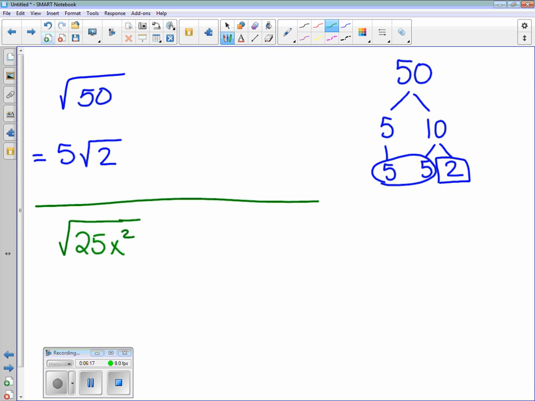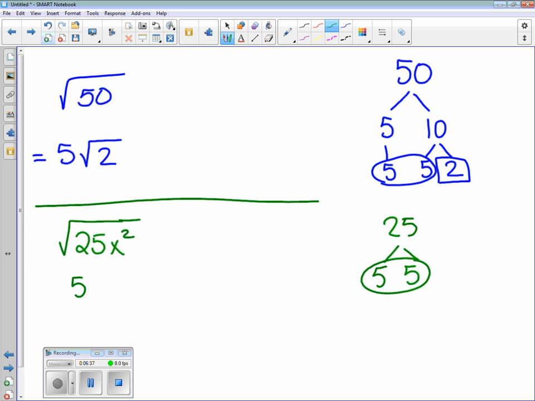Well, why don't we deal with the number first? The square root of 25. What does it reduce to? 5. If there's nothing left over, would you agree? If I did a factor tree of 25, we would simply have 5 and 5. We have a pair with nothing. Great. So the 5 comes out.